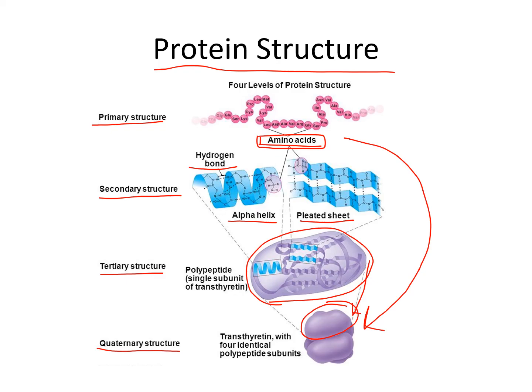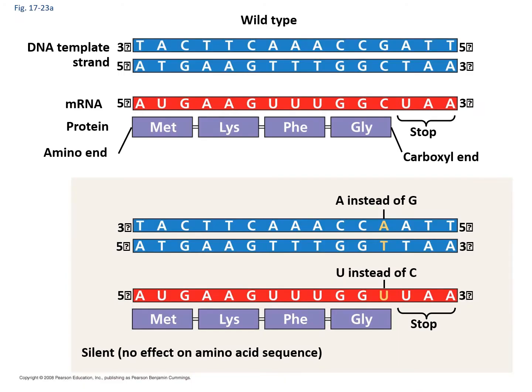So the sequence of amino acids is very important to the ultimate final structure and functionality of the protein. When referring to mutation, we're referring to a change in the sequence of DNA. And mutations can be caused in different ways. They can be caused by things outside of the cell, like chemicals or radiation, or they can be caused by mistakes that the enzymes make during DNA replication.